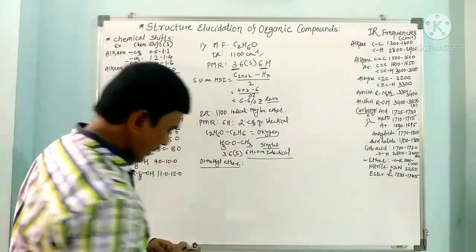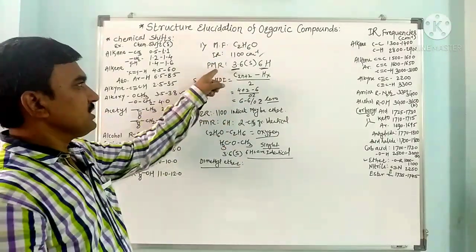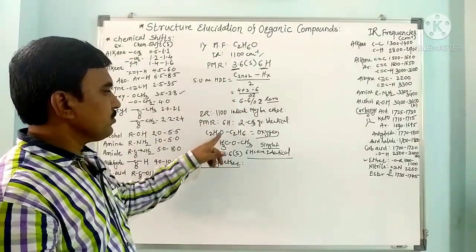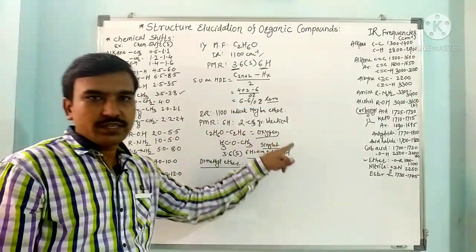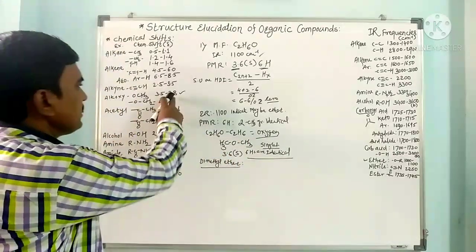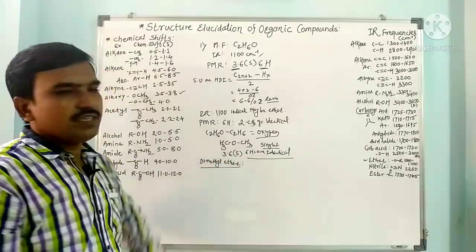ether. So what we have seen here: from this IR we can see ether may be there. From this PMR, 6 hydrogens are identical, meaning 2 methyls are there. When we subtract this from this, only one oxygen remains in the structure. So when we insert this oxygen, from this chemical shift, the structure is methoxy methane or dimethyl ether.